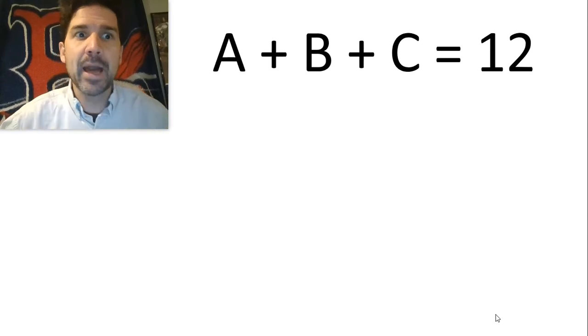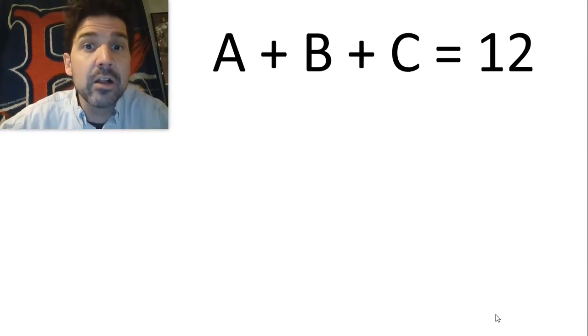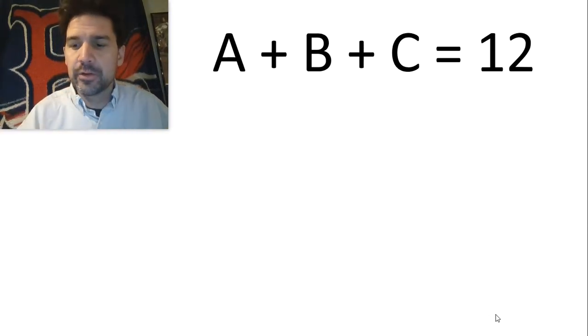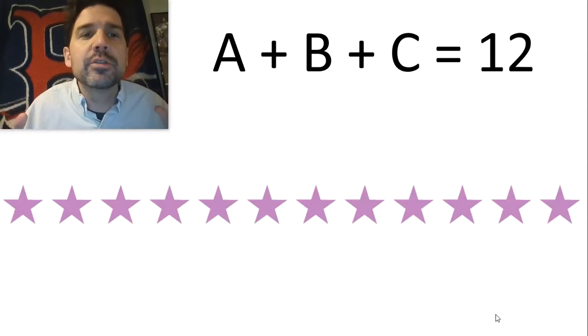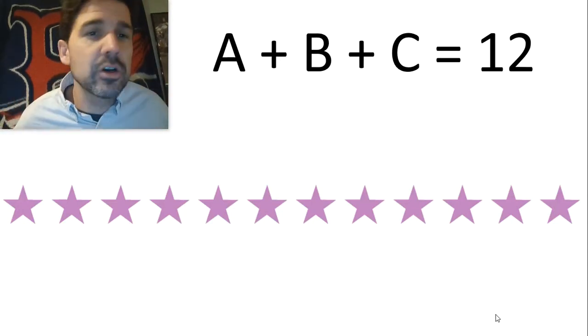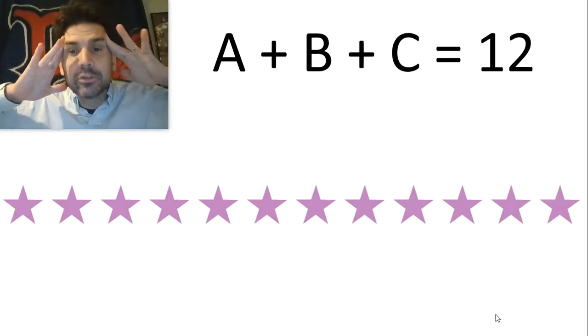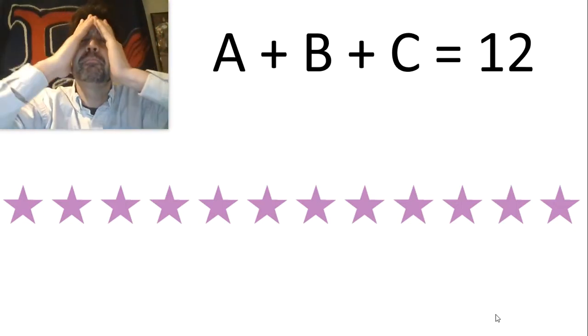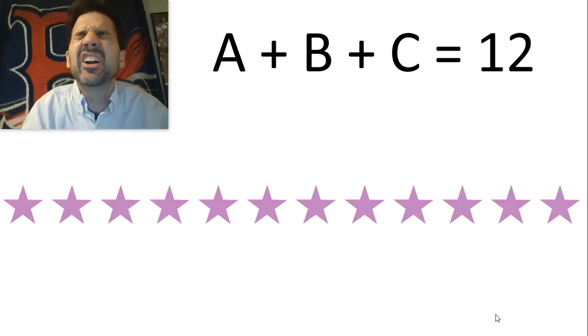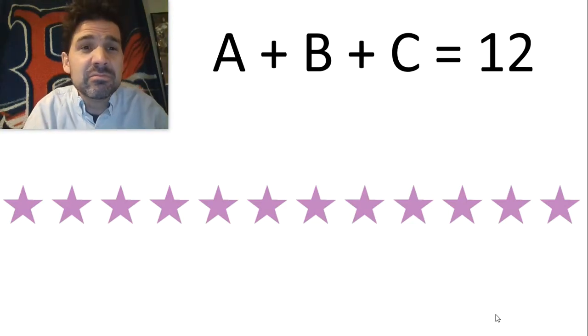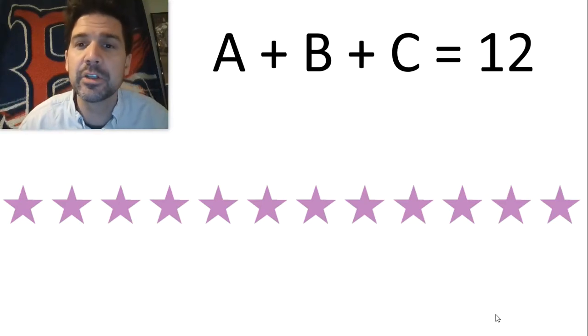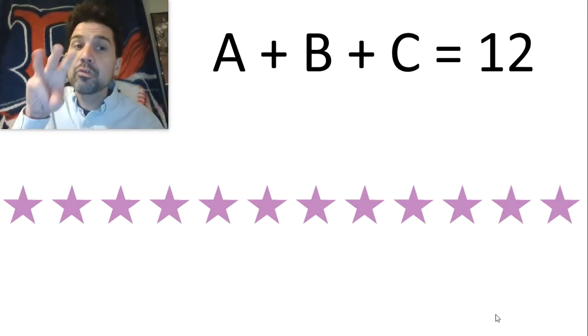So let's go back to the problem involving 12. Again, think about it as having 12 stars. You don't have to write all 12 stars out, but it's good to visualize it. And then you think, how many spaces are there between the 12 stars? 11. 12 stars, 11 spaces. It's always one less space than the number of stars. And we're trying to break it up into 3 groups.